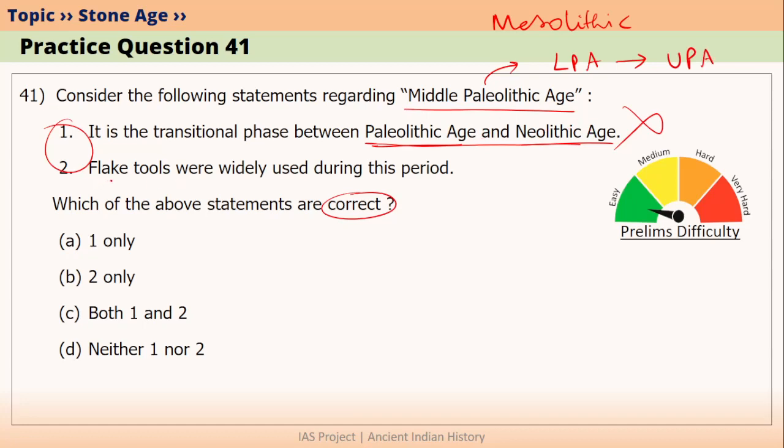The second statement is, flake tools were widely used during this period, that is during Middle Paleolithic age. This statement is correct. So the correct answer would be 2 only is correct.